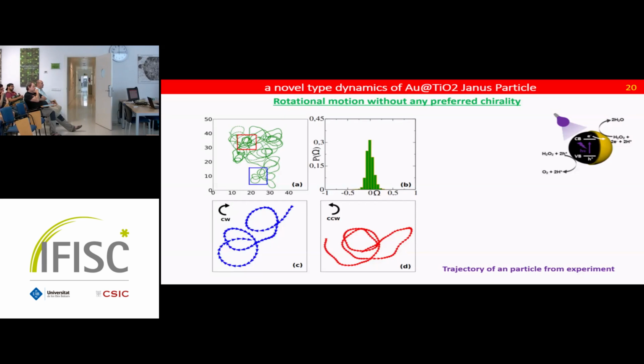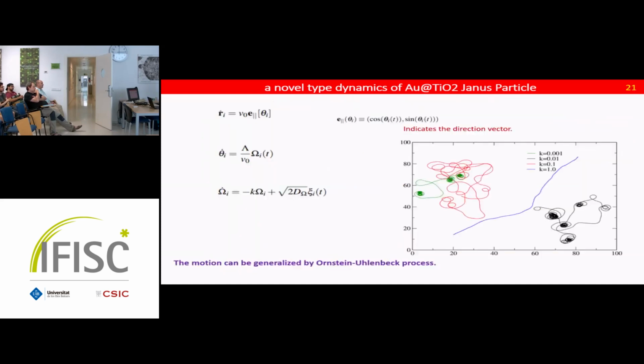Now, if you look at the trajectory here, this particle is rotating clockwise. This is from this part of the trajectory. And if you zoom into another part of the trajectory, they are rotating counterclockwise. So this is quite an interesting phenomenon. And so then we are trying to model what kind of model we can use to understand this behavior.